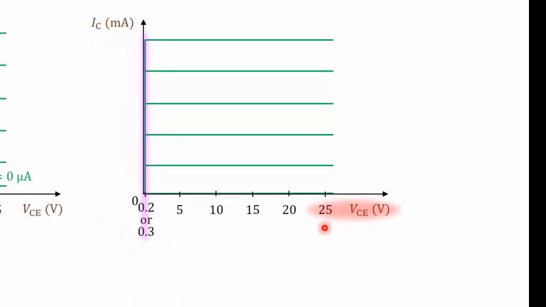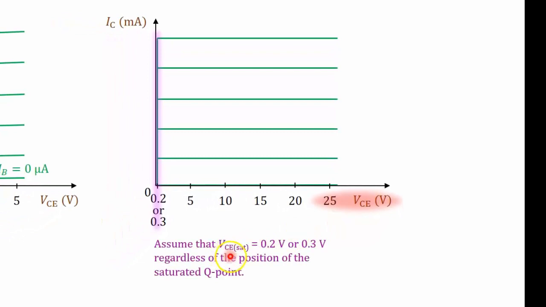In our discussions, we assume that VCE saturation is equal to either 0.2 volt or 0.3 volt, regardless of the position of the saturated Q point. Because of this assumption, this must be a vertical line. Let's discuss the reasons for that now.